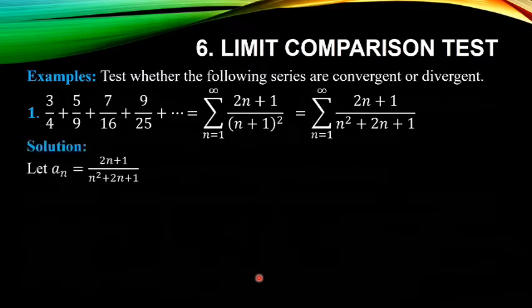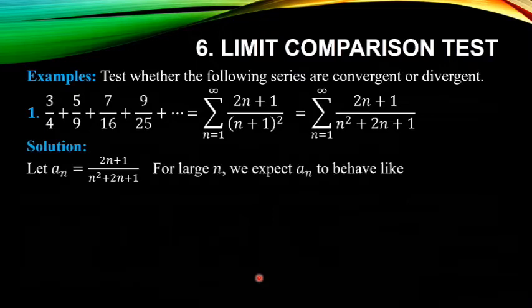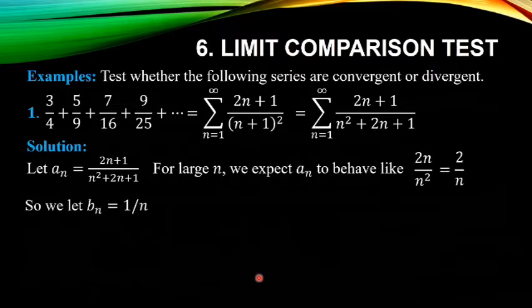As solution, let a sub n be equal to the summand. For large n, we expect a sub n to behave like 2n over n squared, so we ignore the smaller terms in both the numerator and denominator. And this is equivalent to 2 over n. So let b sub n be equal to 1 over n.